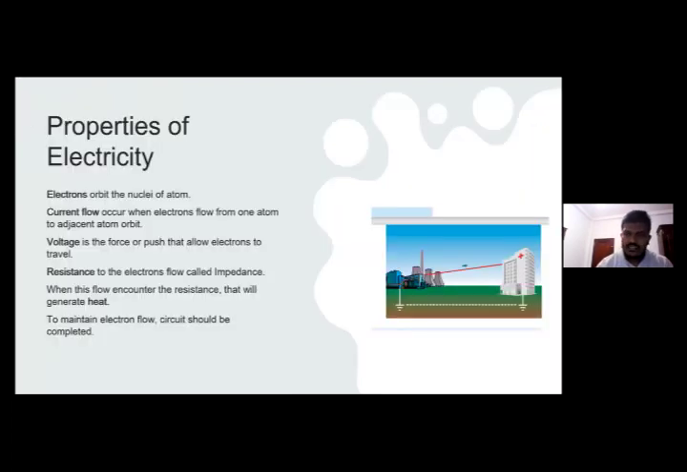When considering diathermy, we should have some knowledge about the properties of electricity. As we all know, electron flow generates a current flow in the opposite direction. The electrons flow due to a voltage difference, which is the force for the electrons to traverse. Any resistance to the electron flow causes impedance, and impedance generates heat.